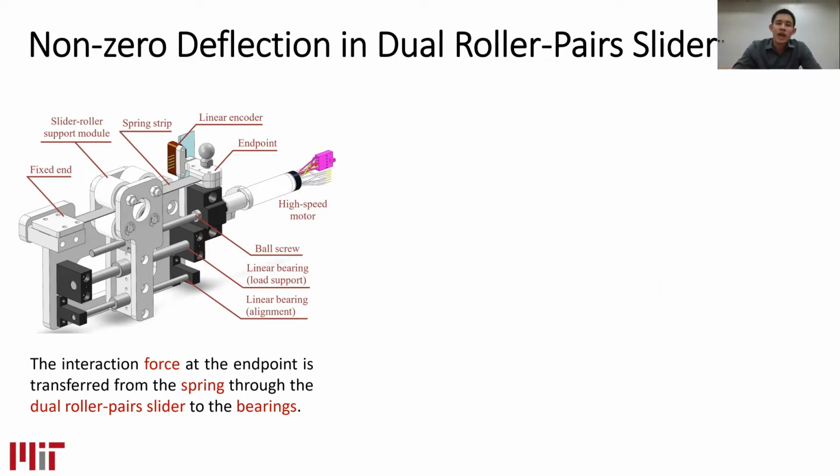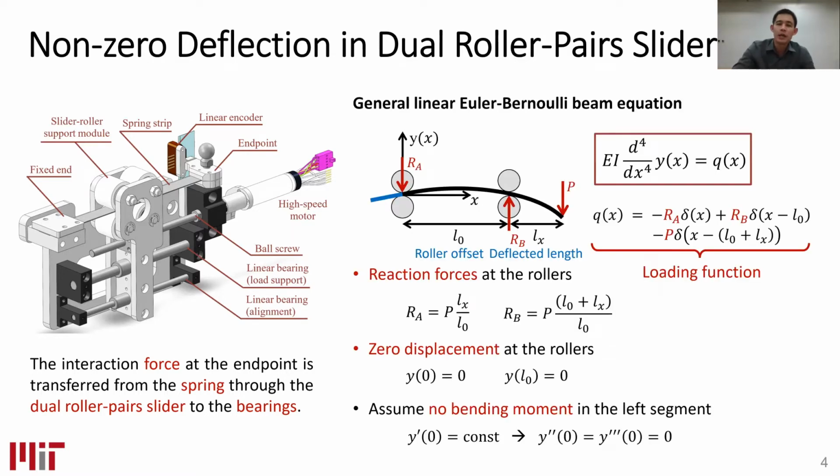So we have the roller slider with a dual roller pair slider. The schematic shows the dual roller pair slider, where we have a deflection slope between the pairs of rollers. The roller offset is denoted by L0, and the deflected length Lx is the distance from the last pair of rollers to the applied force position.